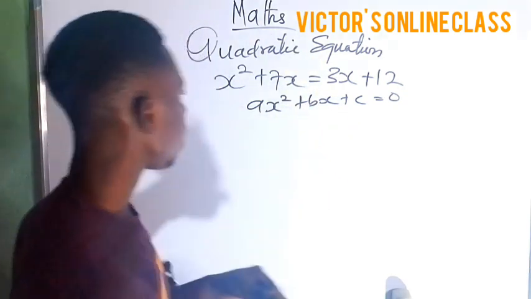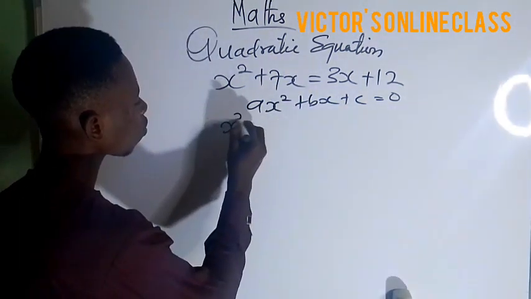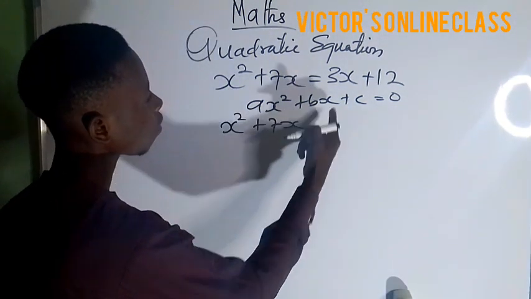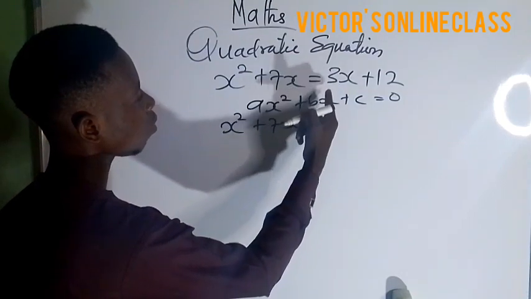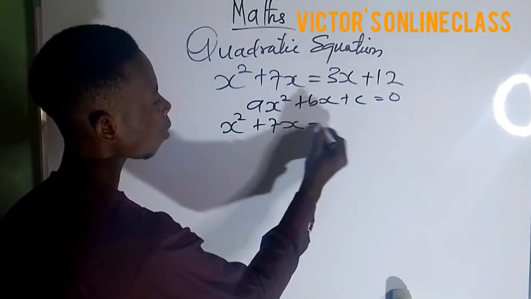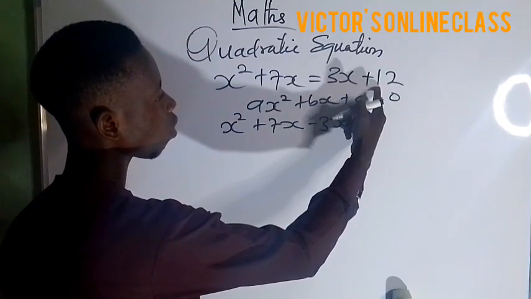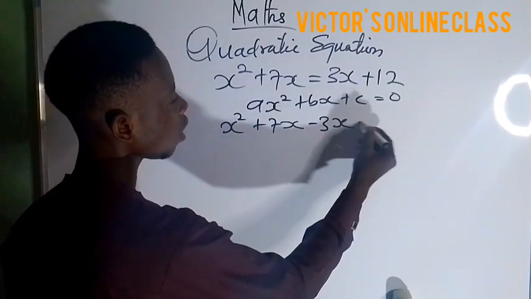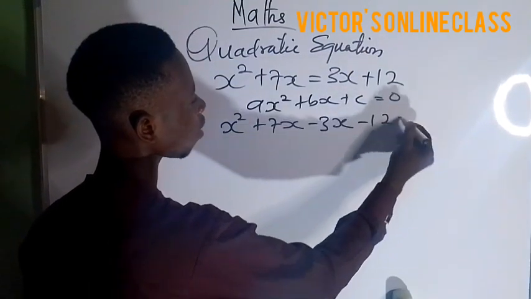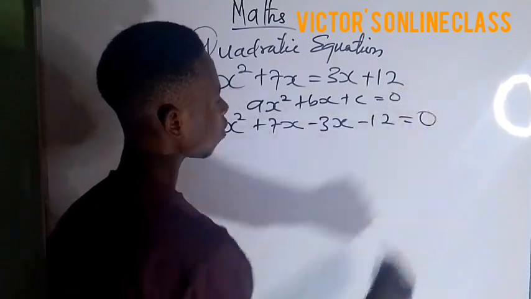Now, what do you do? You have x squared plus 7x. Take this one to the other side. It will change from plus 3x to minus 3x. Now, take this plus 12x to the other side, and it changes to minus 12x, and then every other thing here turns to 0.